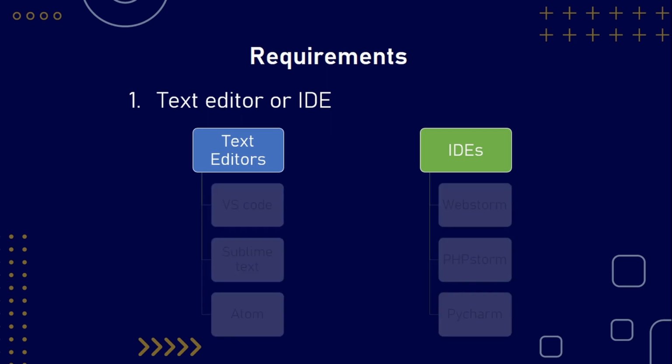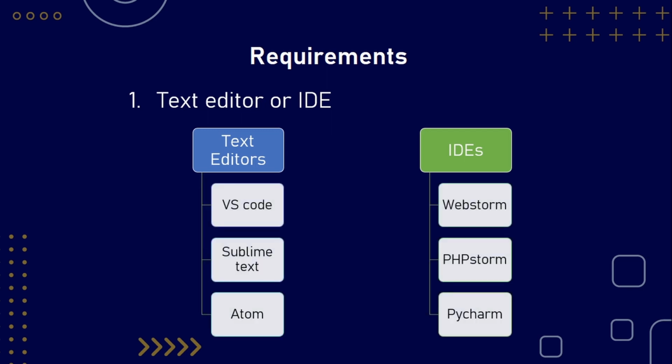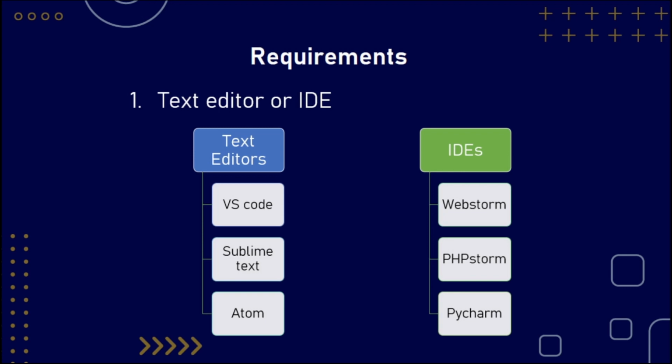For text editors, you need to choose any of these choices. The same for IDEs, we just need one of these choices. Either you go VS Code, Sublime Text or Atom. For IDEs, you're either going to go for WebStorm, PHPStorm or PyCharm. Text editors are preferred to IDEs because they are more lightweight.